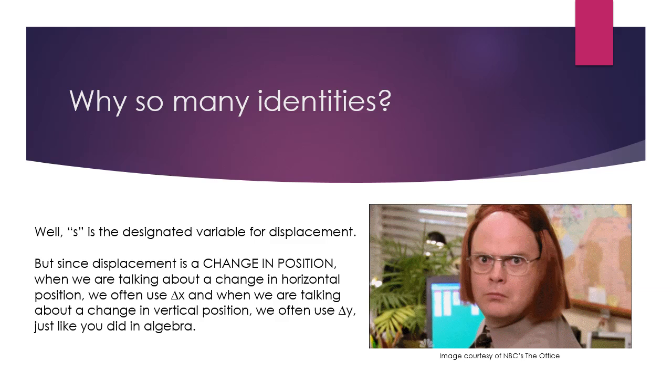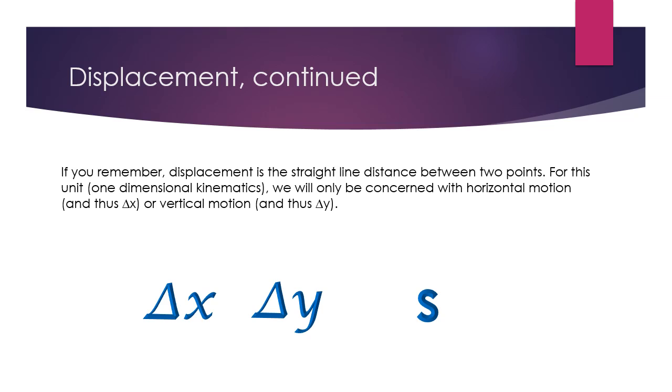So why does displacement have so many identities? Lowercase s is the designated variable for displacement. However, since displacement is a change in position, when we are talking about a change in horizontal position, we often use delta x. And when we are talking about a change in vertical position, we often use delta y, just like you did in algebra.